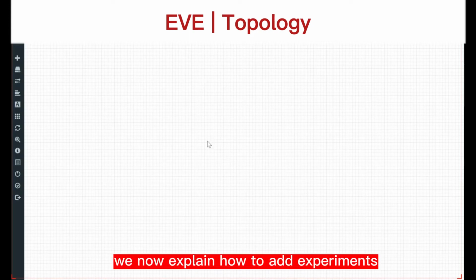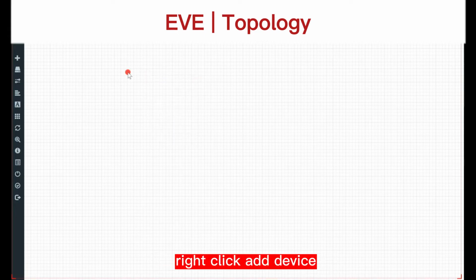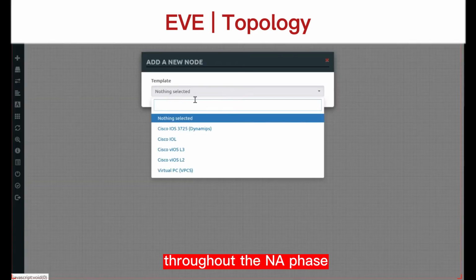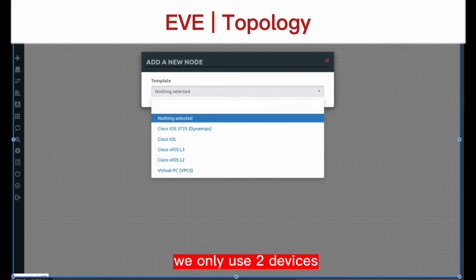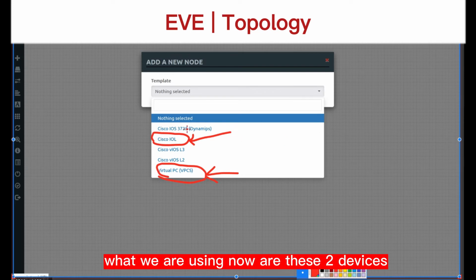We now explain how to add experiments. You can click on the left to add. But our common method is right-click. Add device. Here is a node. One click to add. Throughout the NA phase, we only use two devices. One is an IOL, routers and switches. The other is virtual PC. That is VPCS. This is a virtual PC. What we are using now are these two devices.